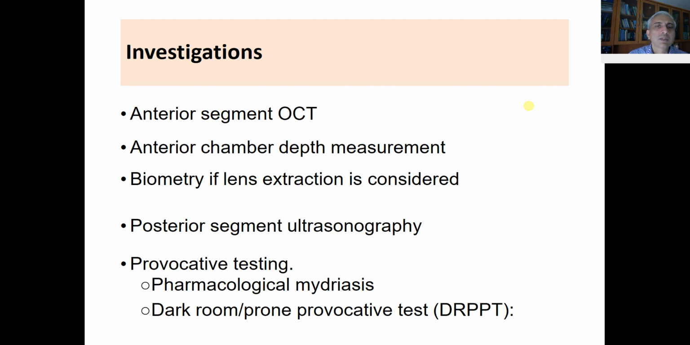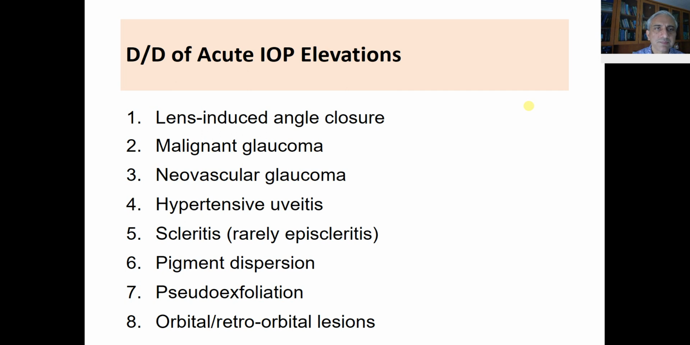Then you can do a posterior segment ultrasonography and provocative tests like pharmacological mydriasis or the darkroom prone provocative test. In the darkroom prone provocative test, you have the patient lie down on his stomach in a dark room, so the pupil is mid-dilated. By lying prone, the iris and the lens diaphragm move forward, and patients with shallow chambers can have a provocation of their acute attack.